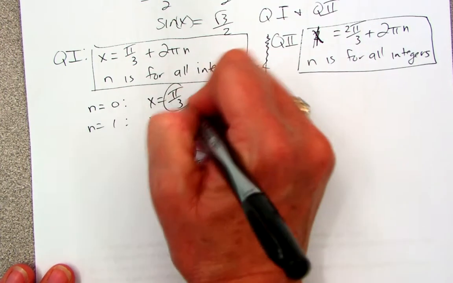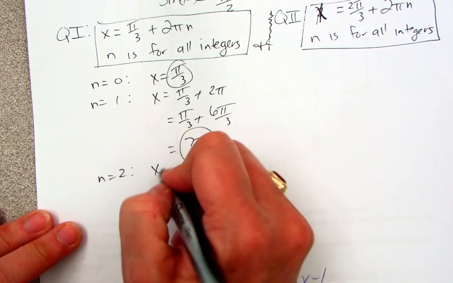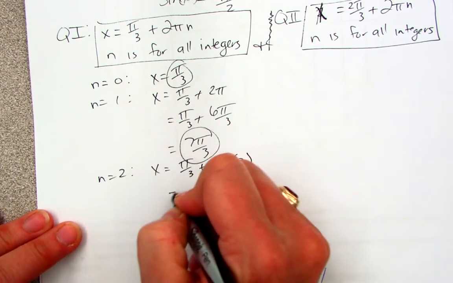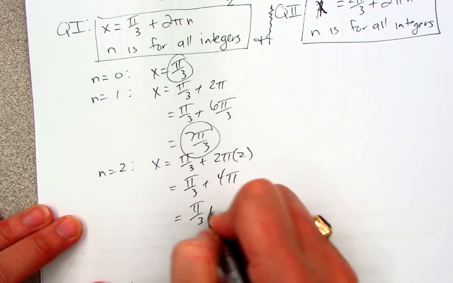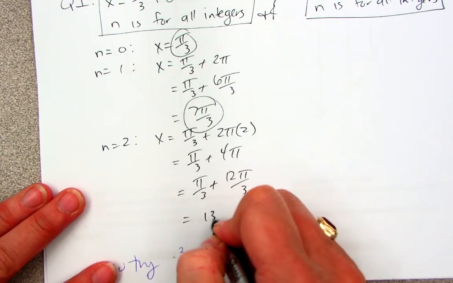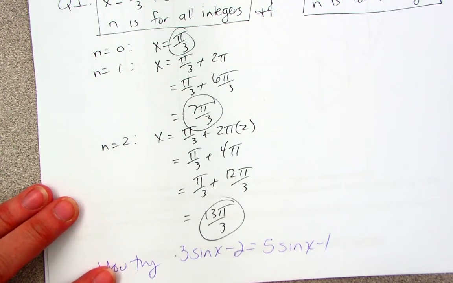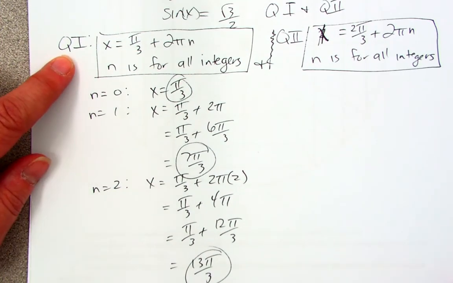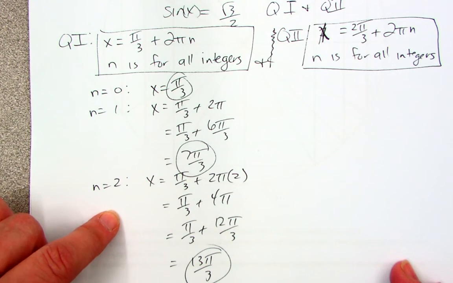There's another answer. When n equals 2, let's get us another answer. That's x equals pi over 3 plus 2 pi times 2. That's x equals pi over 3 plus 4 pi. That equals pi over 3 plus, want a denominator of 3, that's 12 pi over 3. That's equal to 13 pi over 3. There is another one. I can go on forever. See? But I'm going to keep it short because it wants all of them. And I've only done 3. And there's an infinite number.